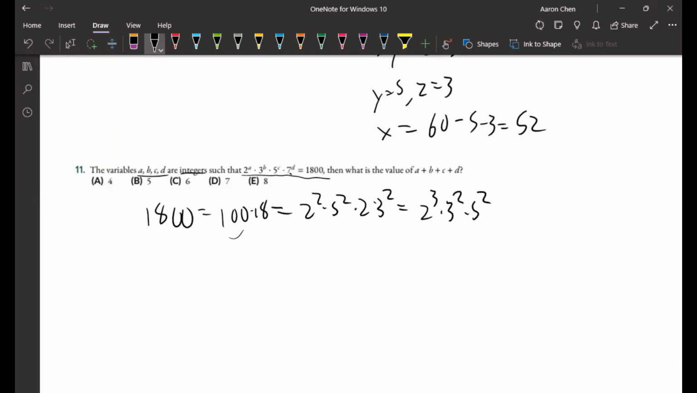And so now we're just directly comparing these two together. So you have that a is equal to 3, b equals 2, c equals 2, and d is equal to 0. So a plus b plus c plus d is just D, 7. And so next we're going on to number 12.